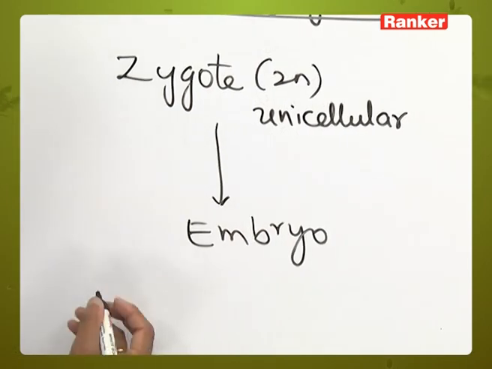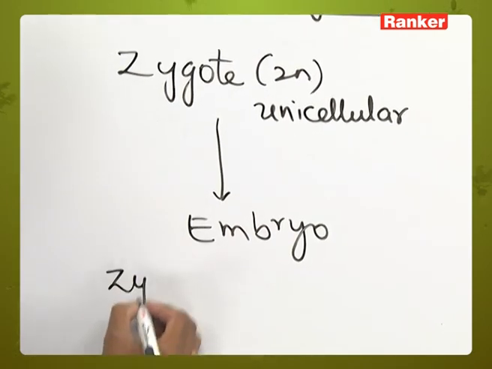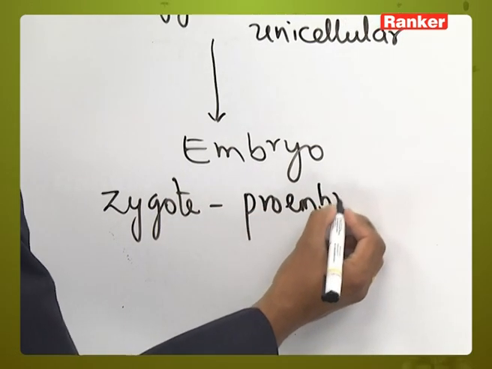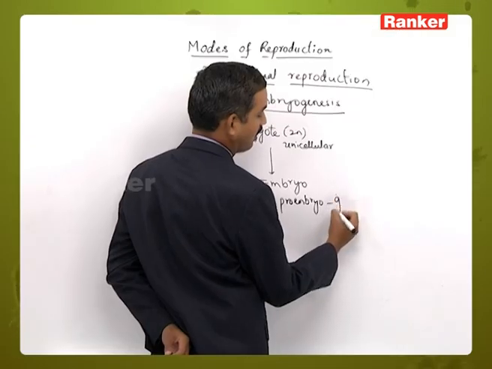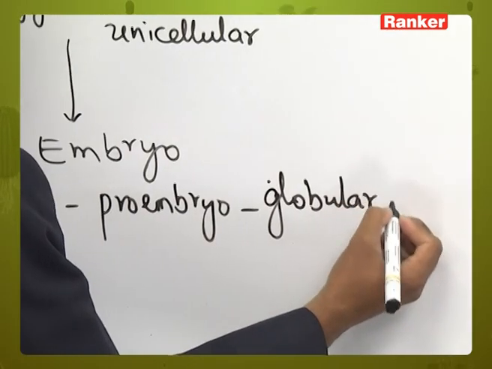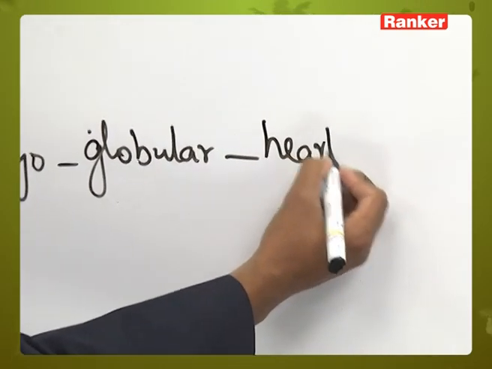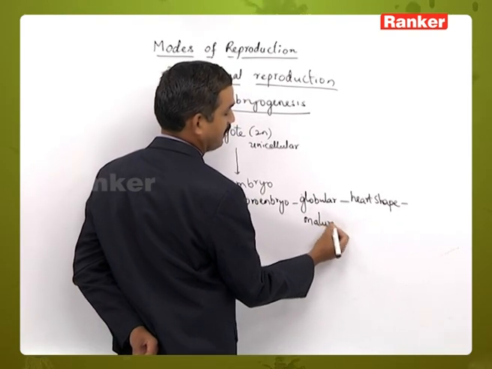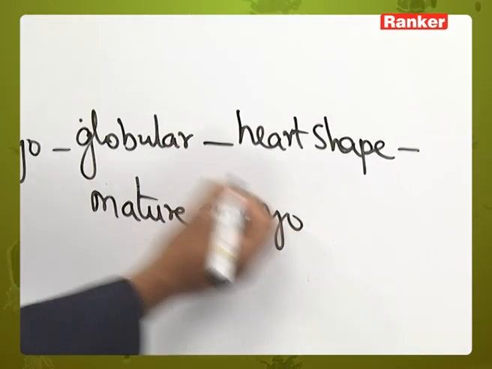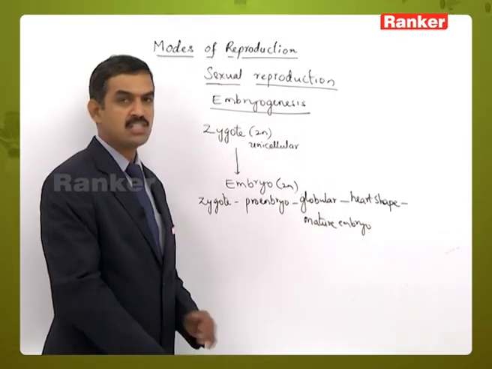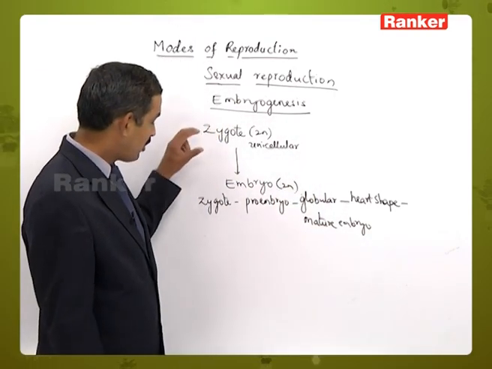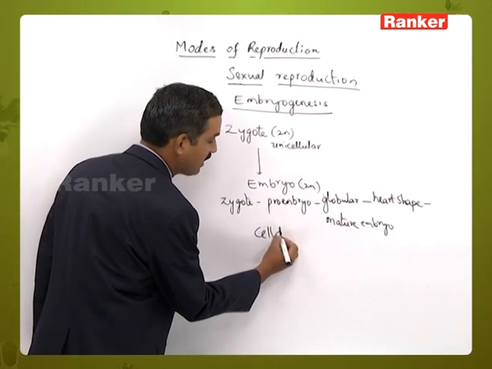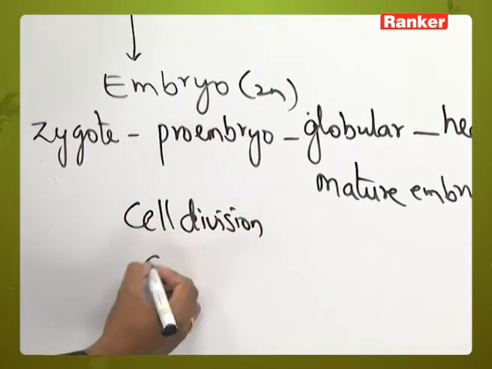In these changes, as already discussed, zygote is converted into proembryo. Proembryo is converted into globular embryo, the globular structure is converted into heart-shaped embryo, and finally that is converted into mature embryo. The mature embryo is also diploid, but it is multicellular in nature. Here, not only cell division but also cell differentiation takes place.